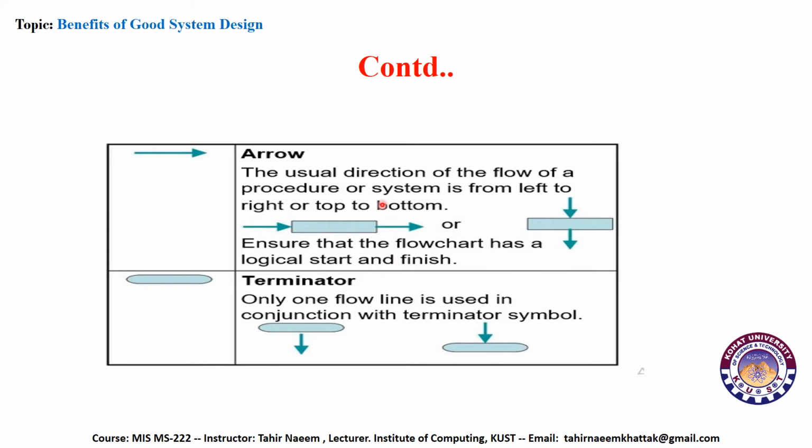So we have to ensure that the flowchart meets the logic of where it starts and where it ends. Terminator. As the name suggests, only one flow line is used in conjunction with a terminator symbol. So whenever we draw a terminator, one line must be used. Generally the shape of the terminator is like this. Whenever we use it in the flowchart, it must be like this.